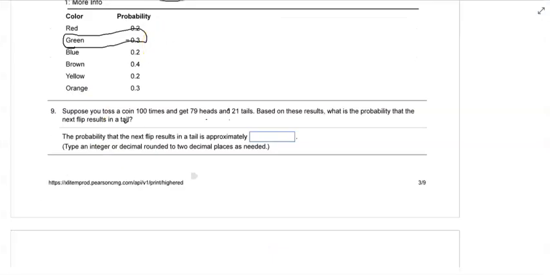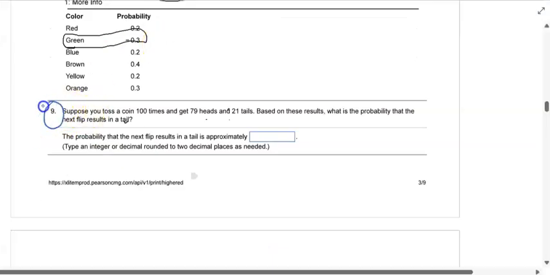Question number 9. Suppose you toss a coin 100 times and get 79 heads and 21 tails. Notice that 79 plus 21 gives you 100. Based on the results, what's the probability that the next flip results in tails? Therefore, in this question, we're looking for the probability of the next flip being a tail.